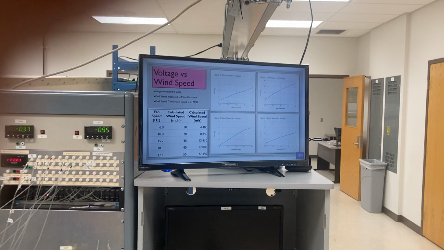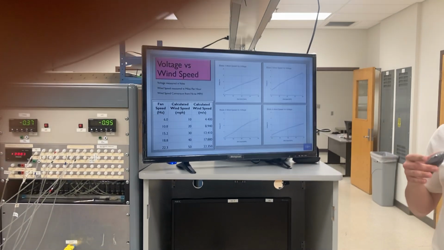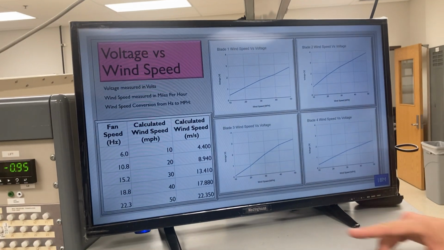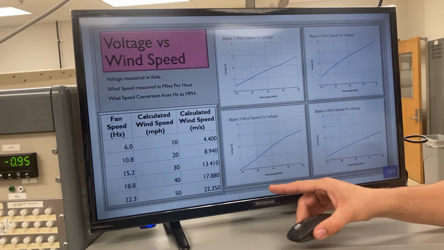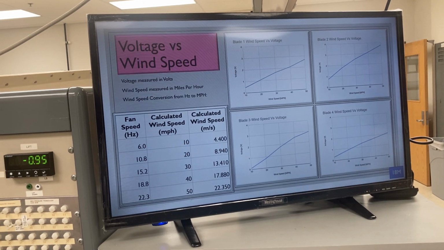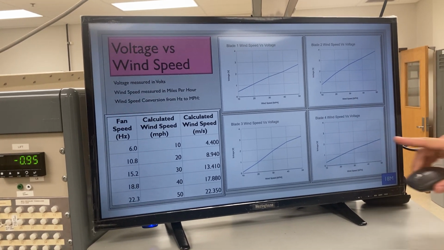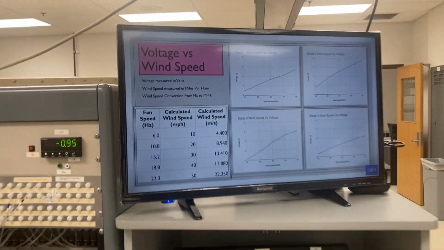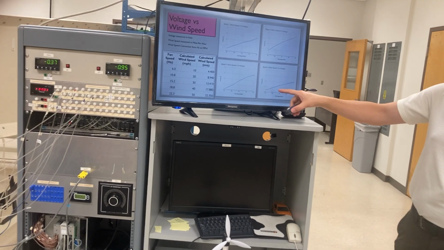Voltage versus wind speed. We found and plotted our voltage versus wind speed. We converted our fan hertz to miles per hour as well as meters per second. However, for the sake of this, we used miles per hour as more discrete intervals. For blade 1, you can see they all have a positive relationship. However, some are much greater than others. You can see here blade 2 performed the best, whereas blade 4 performed the worst.